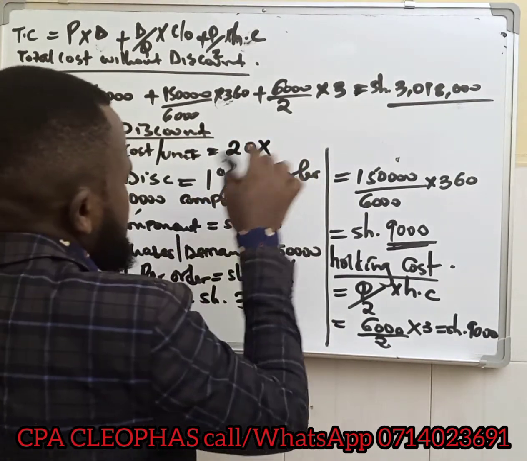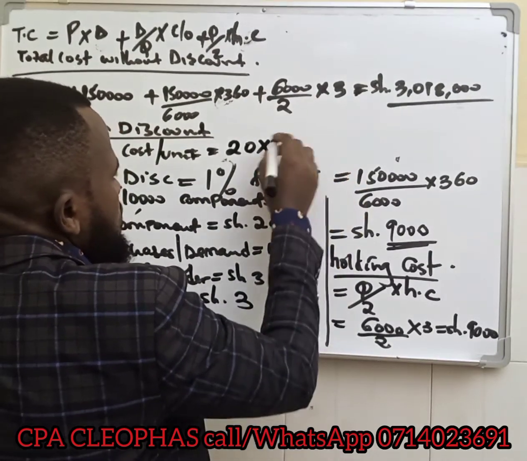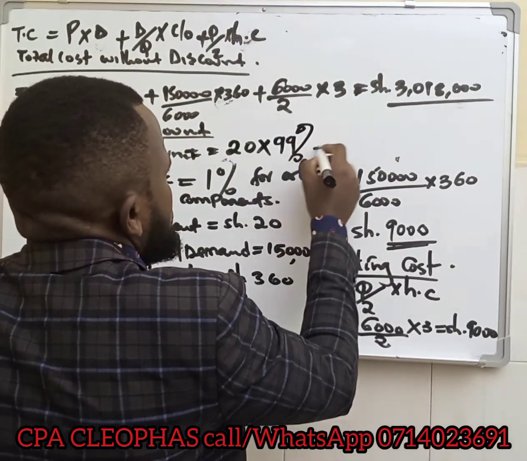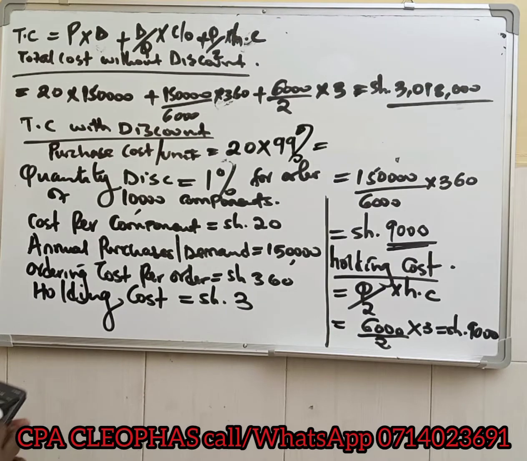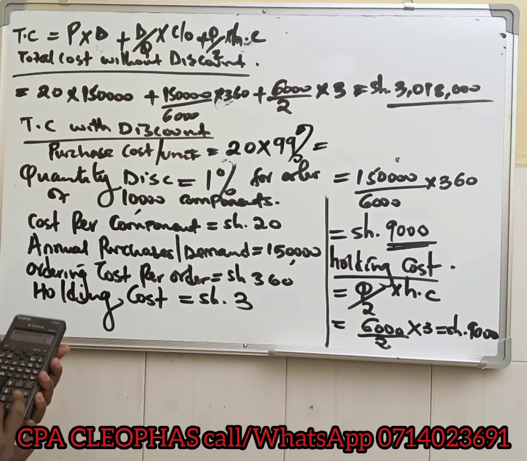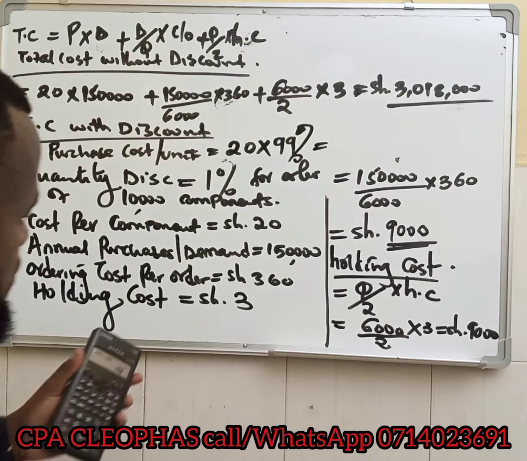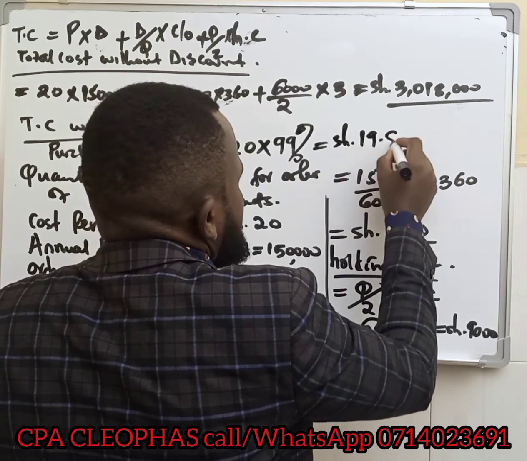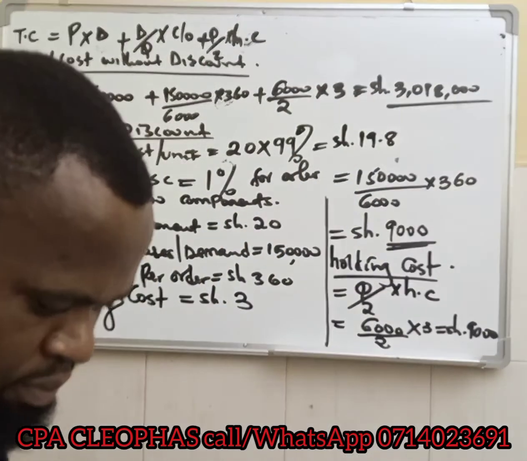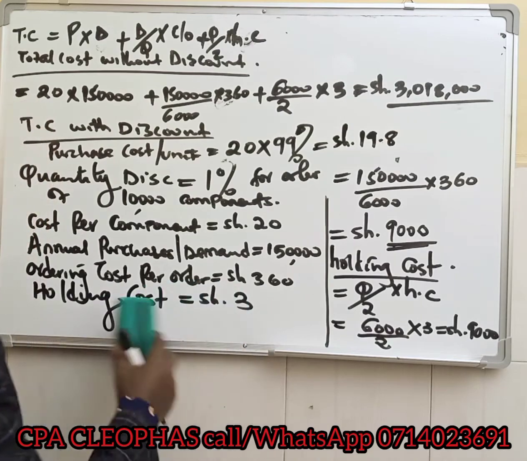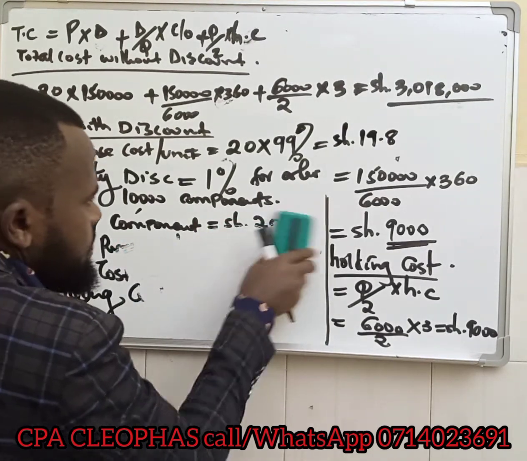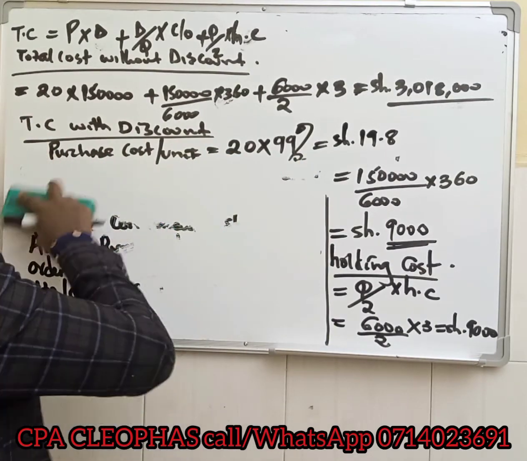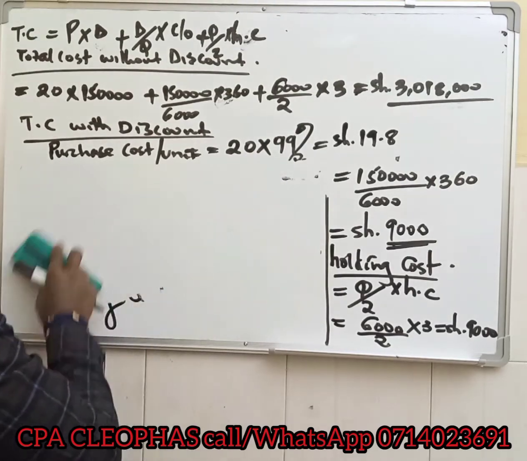But we are given a discount of 1%, so we get the new cost with the discount. With 1% we purchase at 99%, because this reduces the cost of purchasing. So 20 times 0.99 is 19.8. So our cost of purchasing a component is 19.8 shillings per component. The other costs we already know. This is a CPA question for management accounting, at intermediate level.